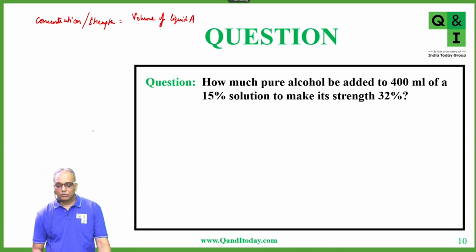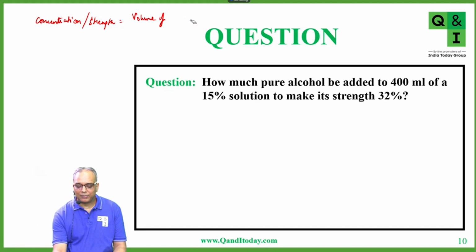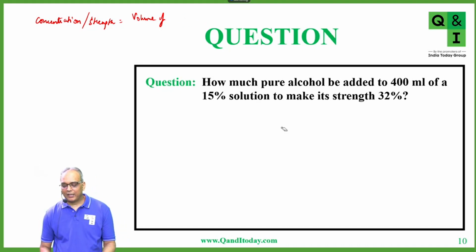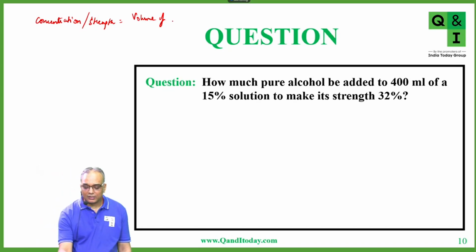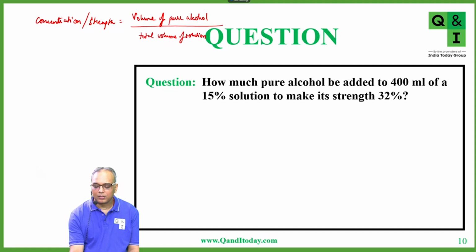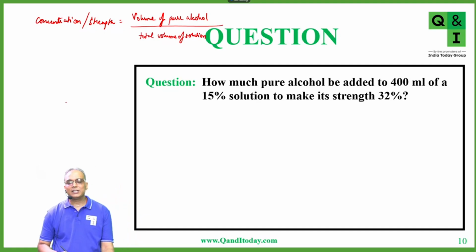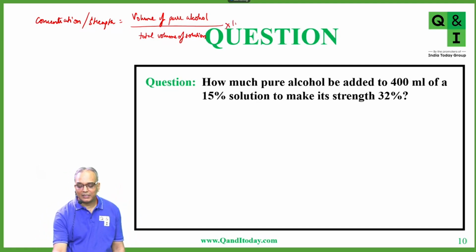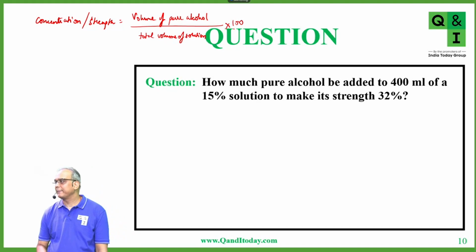Here I'll give you an example. Because we are adding pure alcohol to water, the volume of pure alcohol divided by the total volume of solution will give you the concentration or strength. In percentage, you will have to multiply it by 100 as well. Clear? Now, what is being asked?